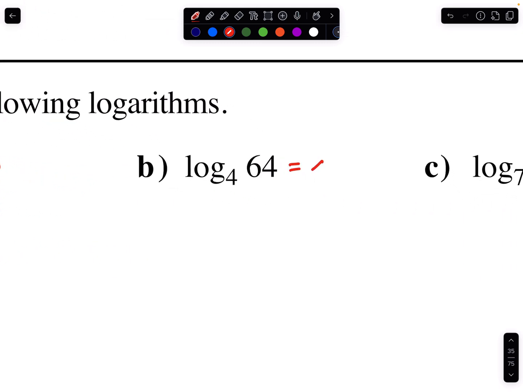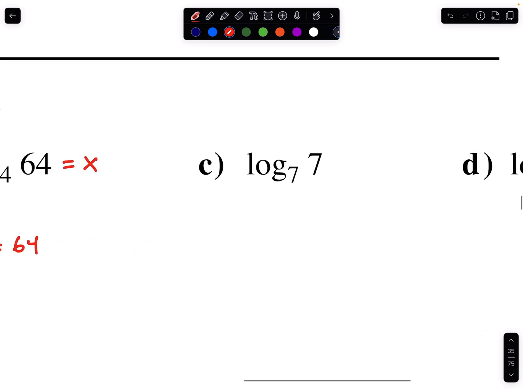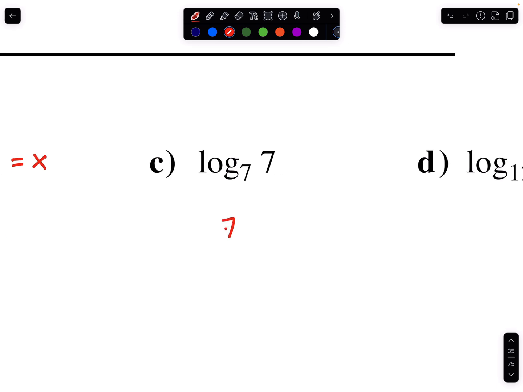So we'll make this equal to x. We'll say the base always stays the base. I start with that. What was separate comes together, so 4 raised to the x equals 64. So my argument from the logarithm becomes the answer. If I look over here, 7 raised to the x, remember I make it equal to x, equals 7.